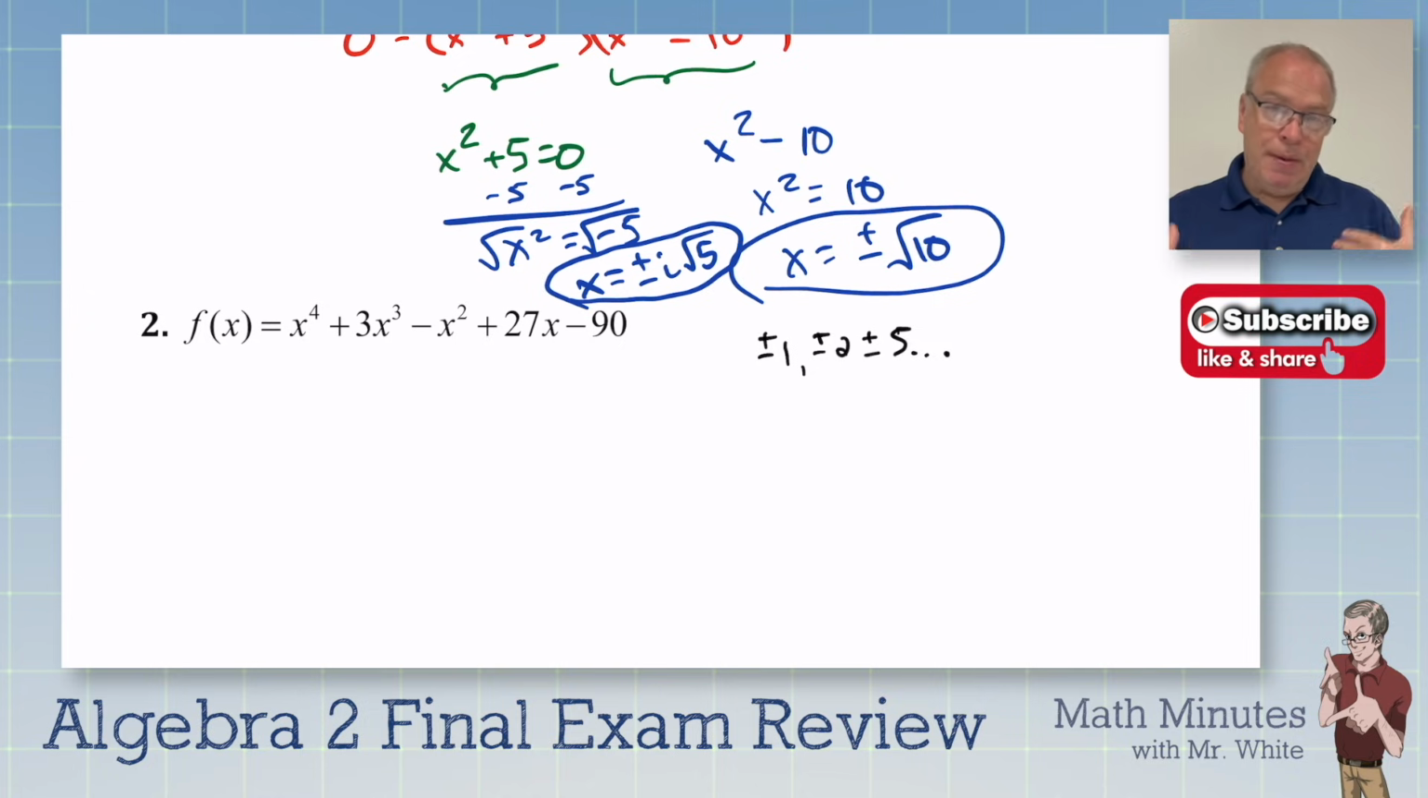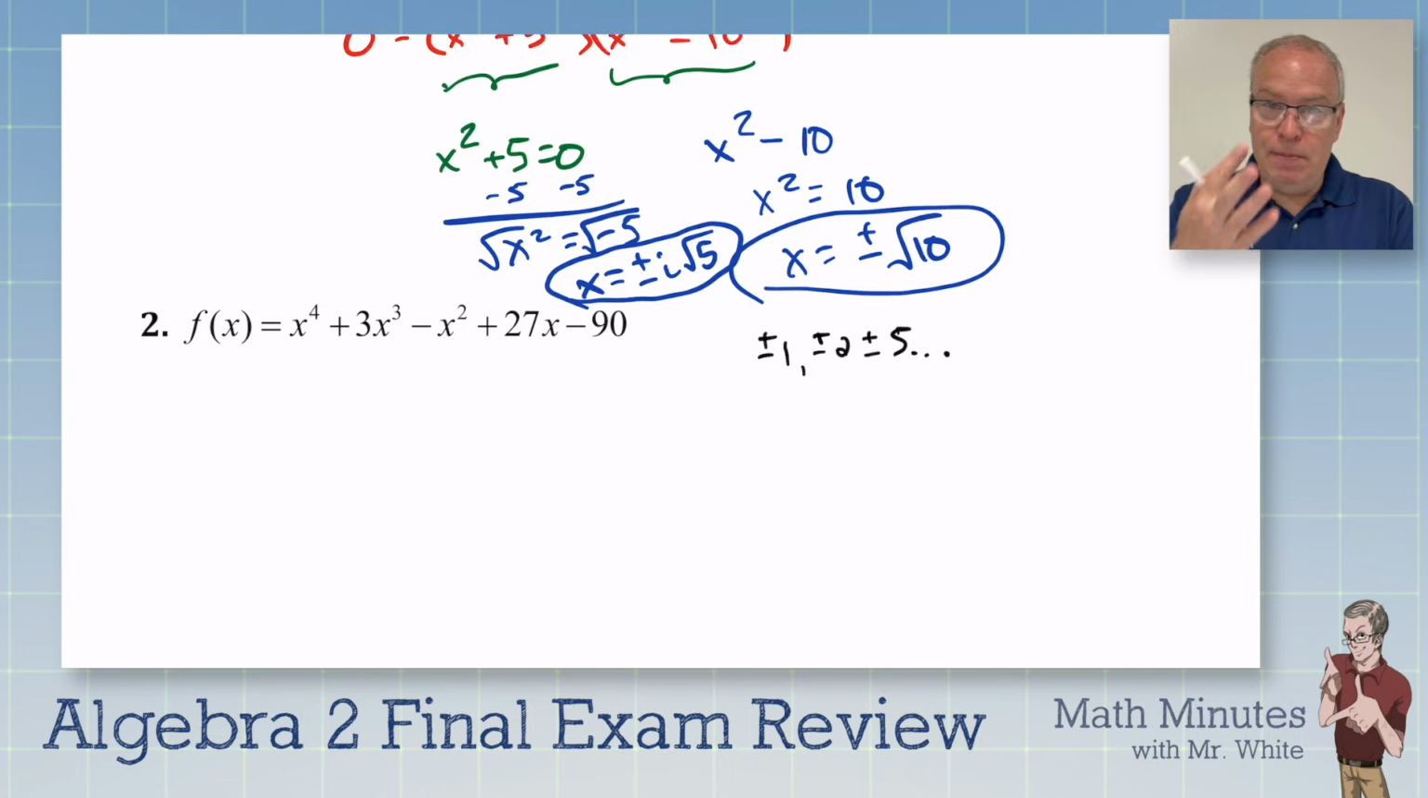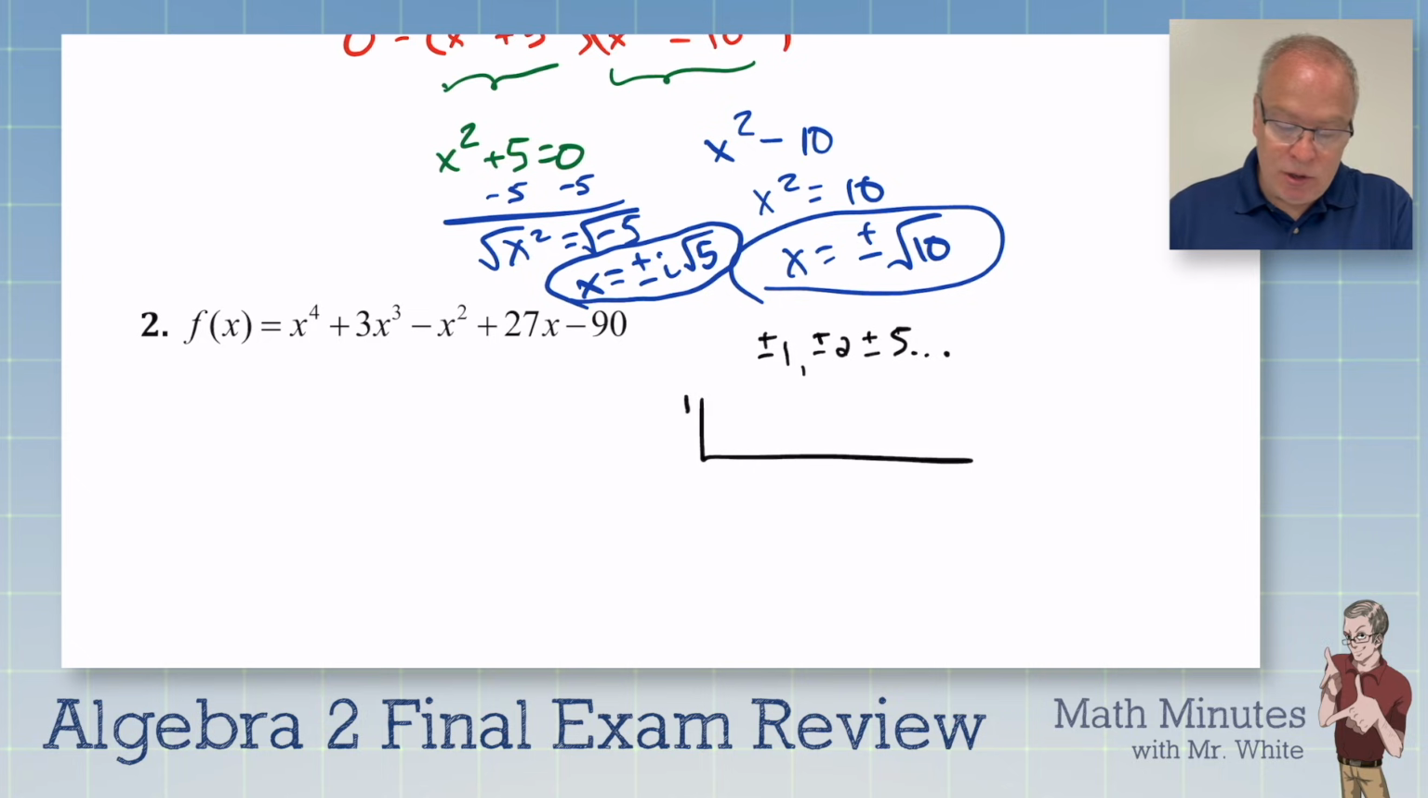Back in my day, we had to do these without a calculator. So we had to use synthetic division to find the zeros. And it's really just trial and error. So let me show you how I'm going to try a number. So I'm going to try positive 1. So I take those coefficients, 1, 3, negative 1, 27, and negative 90.